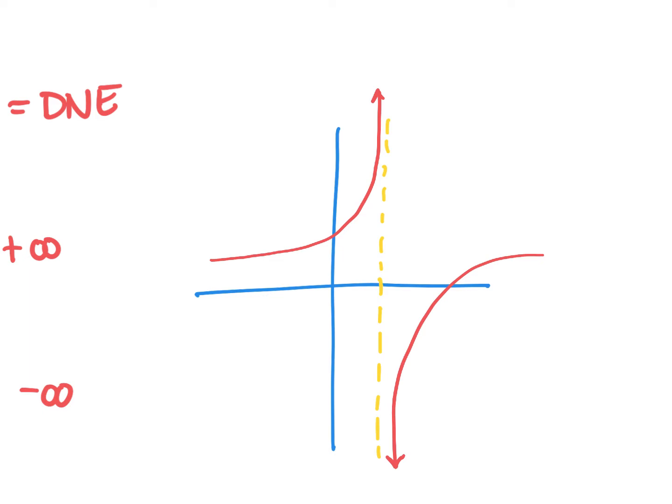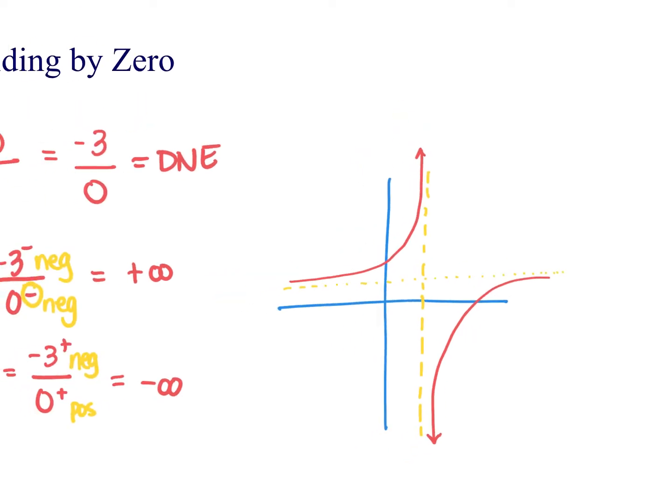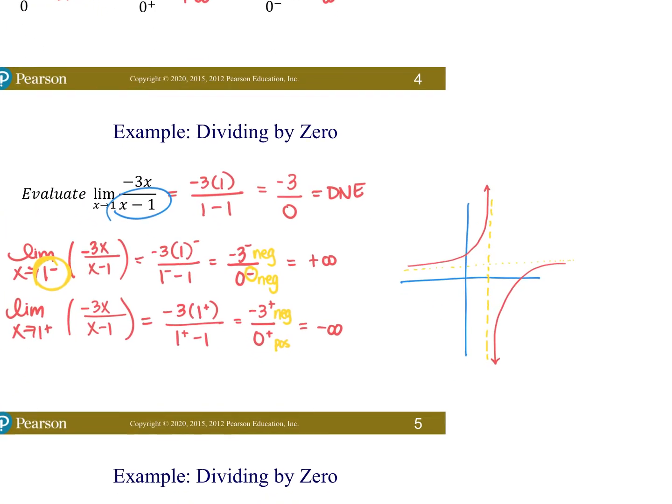Now there's also a horizontal asymptote in hyperbolas. So there's an asymptote that goes across here, and we'll talk about that in just a minute. But we're just looking at our vertical asymptotes right now. Okay, so the algebra confirms the graph, and the graph confirms the algebra.